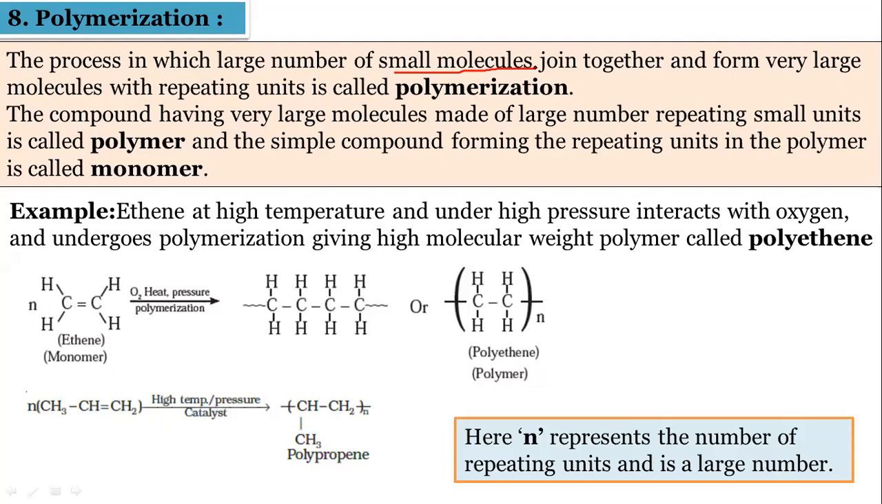So many monomers combined together, joined together, and a very large molecule is formed. That is called a polymer, and the process is called polymerization. So it is mentioned the compound having very large molecules made up of repeating units is called a polymer, and the simple unit is called a monomer. Monomer is the smallest unit of polymer. So here see ethene.